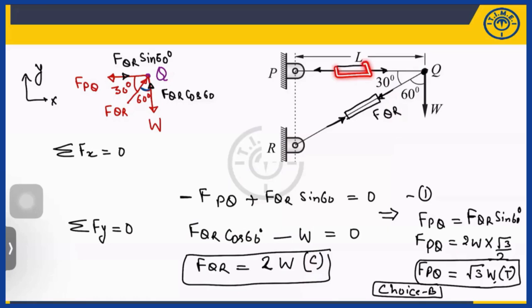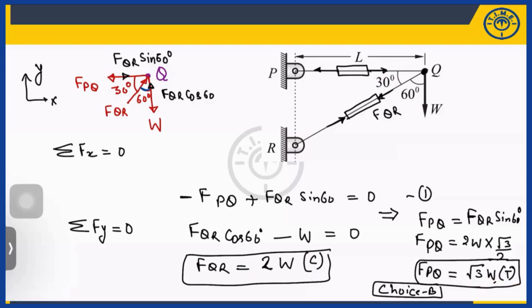For example, if you consider this member, this force is trying to compress, or we can say it is pulling this joint, F of PQ. So the same opposite force will act, because if this is trying in this direction, the member force will be in this direction. So F of PQ you will get as root 3W tensile. Okay, so I have discussed more than 6 to 7 problems.